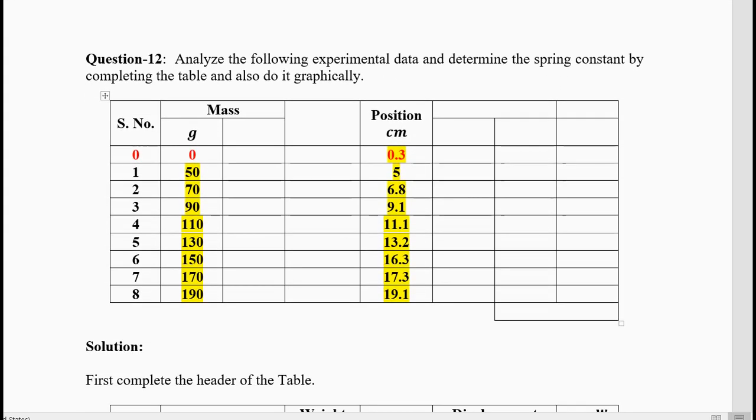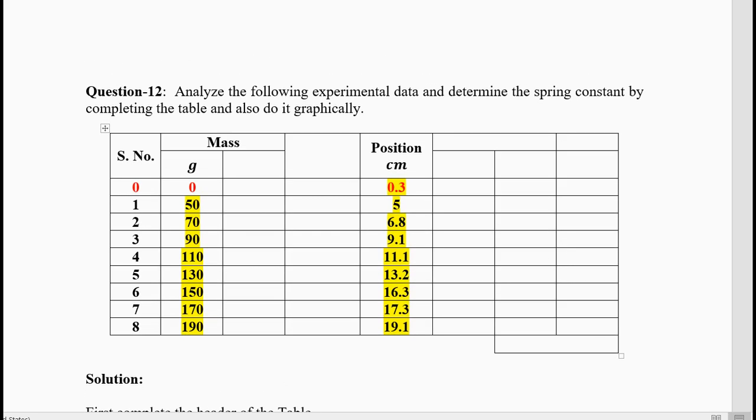Now question number 12 is the most important question. This is how your lab work is going to be. Analyze the following experimental data and determine the spring constant by completing the table, and do it also graphically. We'll do it from the table and then graphically. Now this is an empty table where the mass is given in grams and the position is given in centimeters. Now let me explain the first row, the 0th row. For 0 grams, the position should be 0 centimeters.